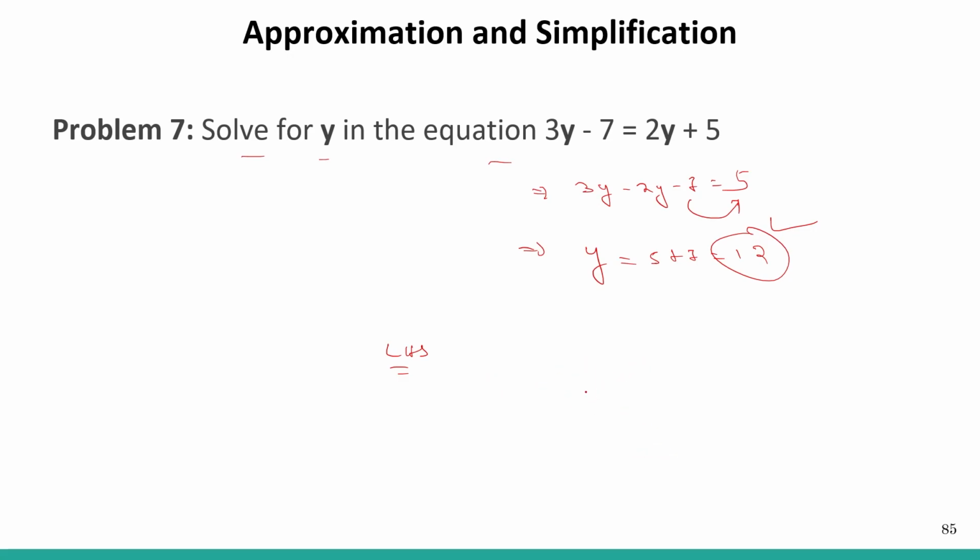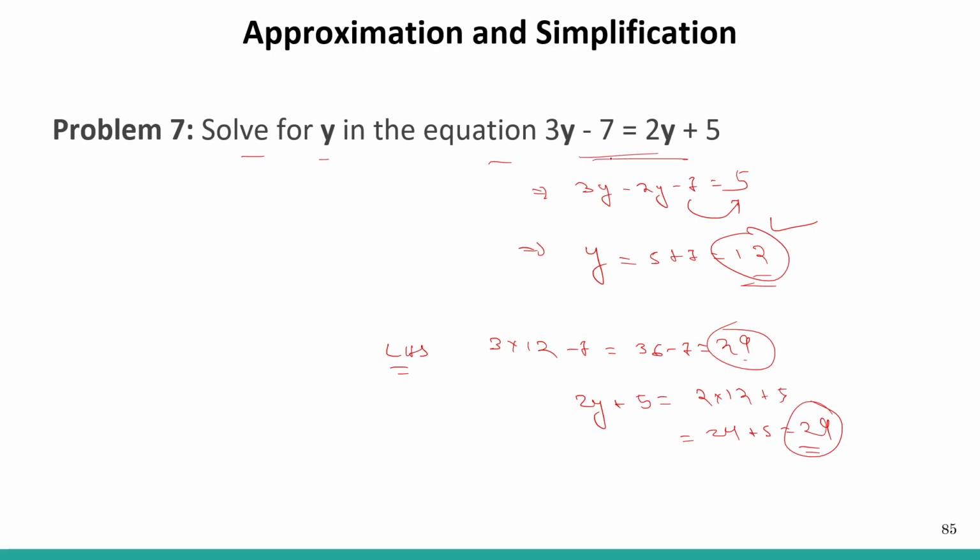So the answer will be what? LHS will be 3 into 12 minus 7, that is equal to 36 minus 7 is equal to 29. Then 2y plus 5 is equal to what? 2 into 12 plus 5, is equal to 24 plus 5, that is equal to 29. Since these two values are the same, we can verify that 12 is the actual solution for this equation, that is 3y minus 7 is equal to 2y plus 5.